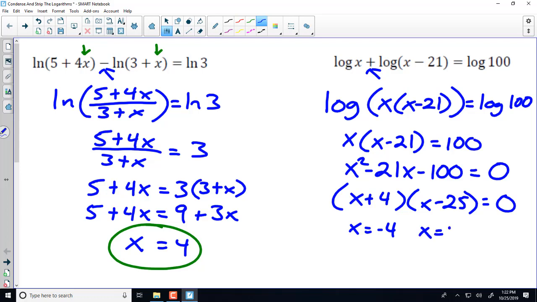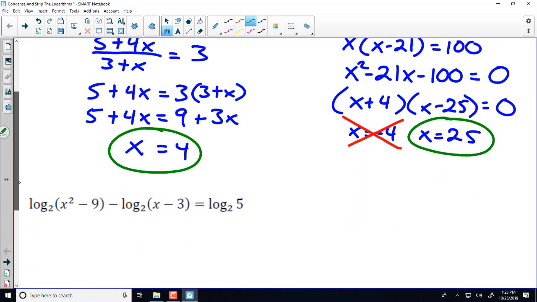However, the negative 4 is no good because when we try to plug it back in here for x, we end up taking the logarithms of negative numbers. 25 is fine because when we plug that in for x, we only take the logarithms of positive numbers. So we reject the negative 4 and we keep the 25 as our only answer. Okay, moving on to the other two on here.